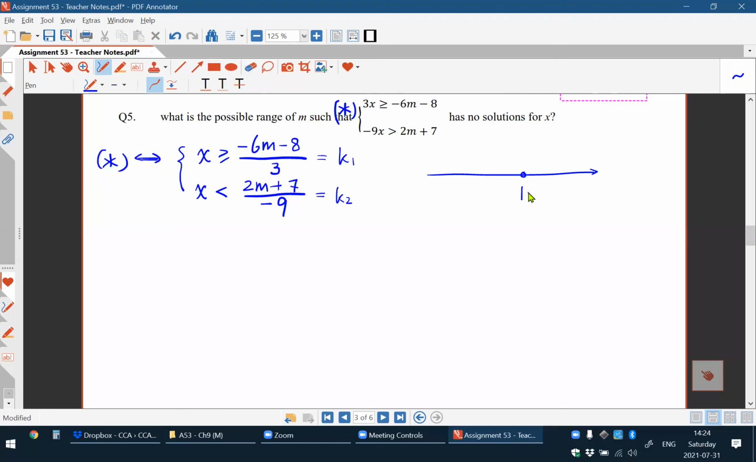So if k1 is here, which side of k2 should be relative to k1 in order that there is no solution for x? Okay, can you tell me? k2 should be to the left or to the right of k1, in order that there is no solution for x? Okay, the system says x should be larger than or equal to k1, right? So where should be k2? To the left of k1 or to the right of k1 to ensure there is no solution for x?